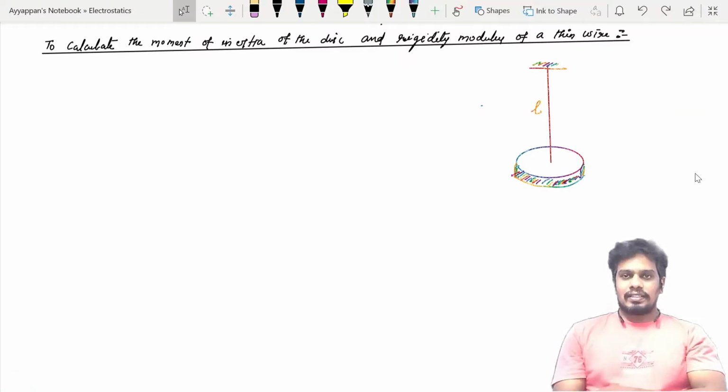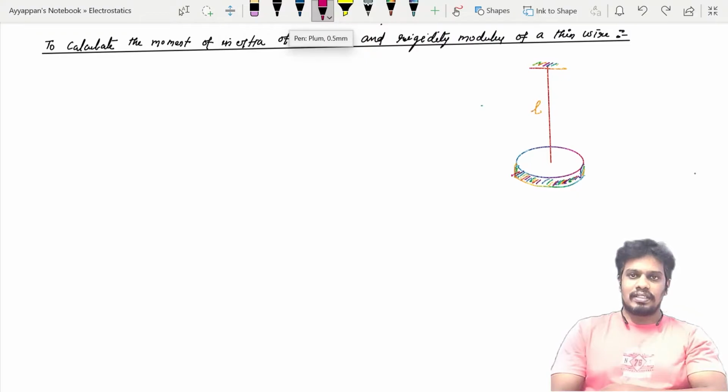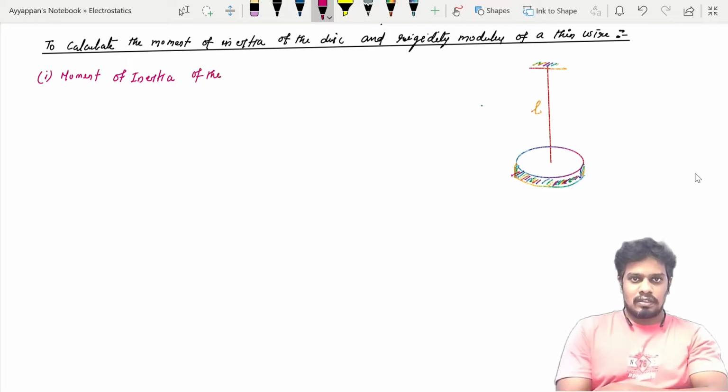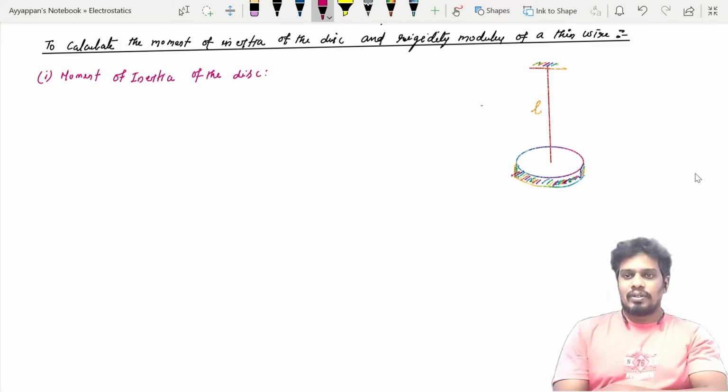So in this class, we are going to calculate the moment of inertia of the disk and then the rigidity modulus of a thin wire using the torsional pendulum theory. This is what we are going to discuss. First, we will discuss the first part of the experiment: how we can calculate the moment of inertia of the disk. Given a disk, we know the mass of the disk is M.